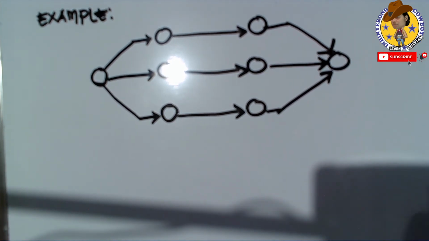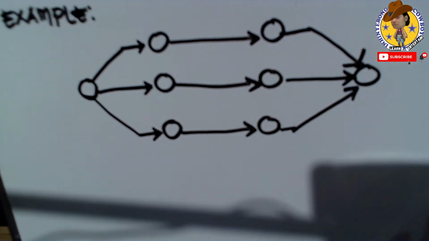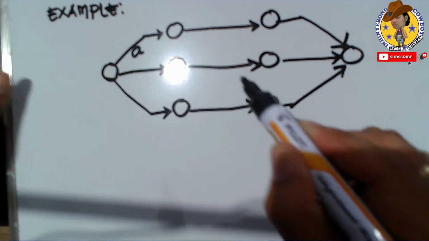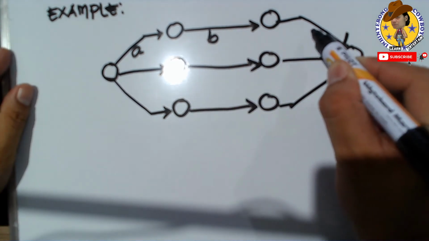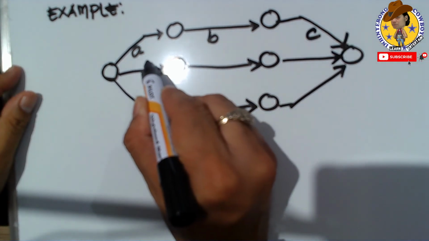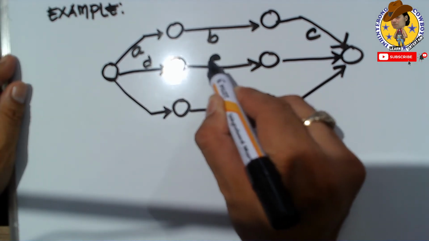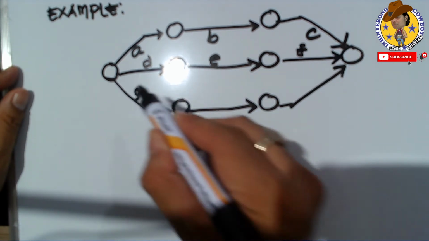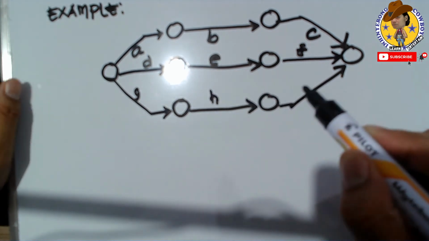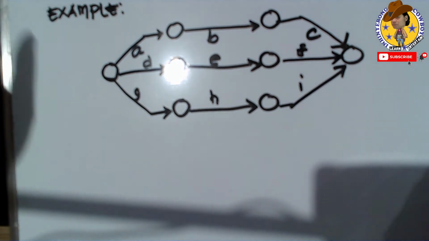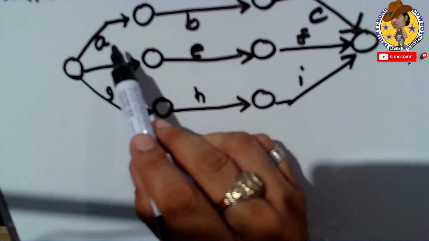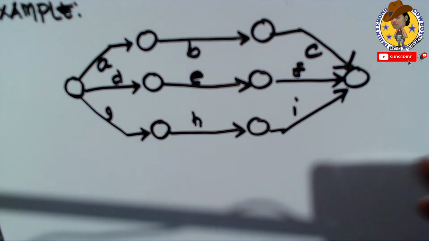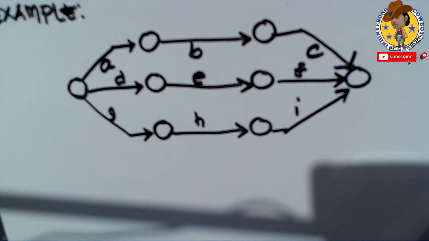Okay, so this diagram, this is A, B, C, D, then we have E, F, then we have G, then H, then I. Okay, so I hope it's clear. So these are the activities A, B, C, D, E, F, G, H, I. Okay, so I hope it's okay.